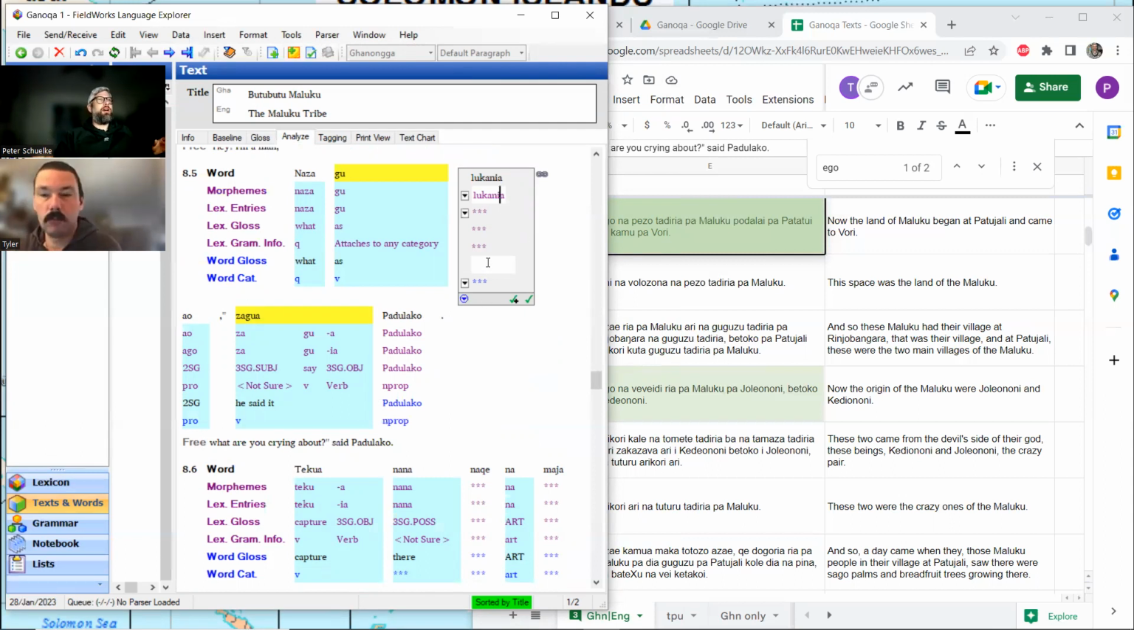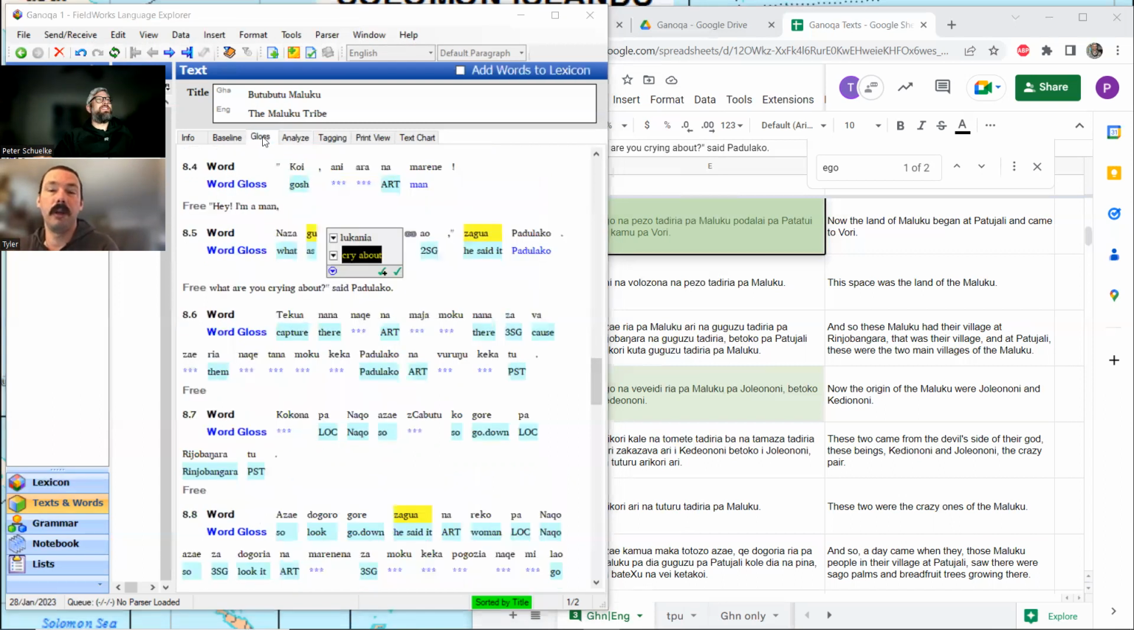I might put in a gloss, cry about. Yeah, a word gloss, cry about. This needs to be a dot in there, right? No, on this level, just spaces are just fine. Oh yeah, I can see it there. We've got space. All right, so I think this is the first one we've done a word gloss, but we have not actually created a lexical entry. Could be, but doesn't seem so to me.